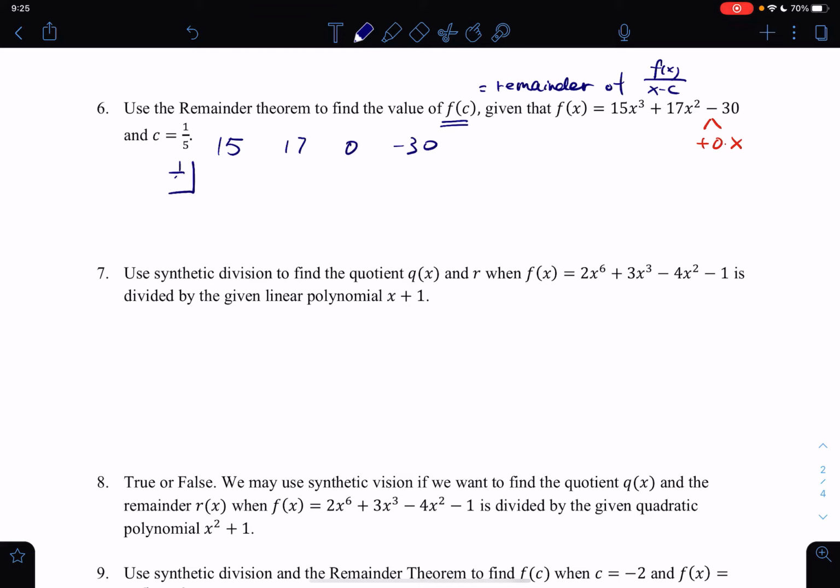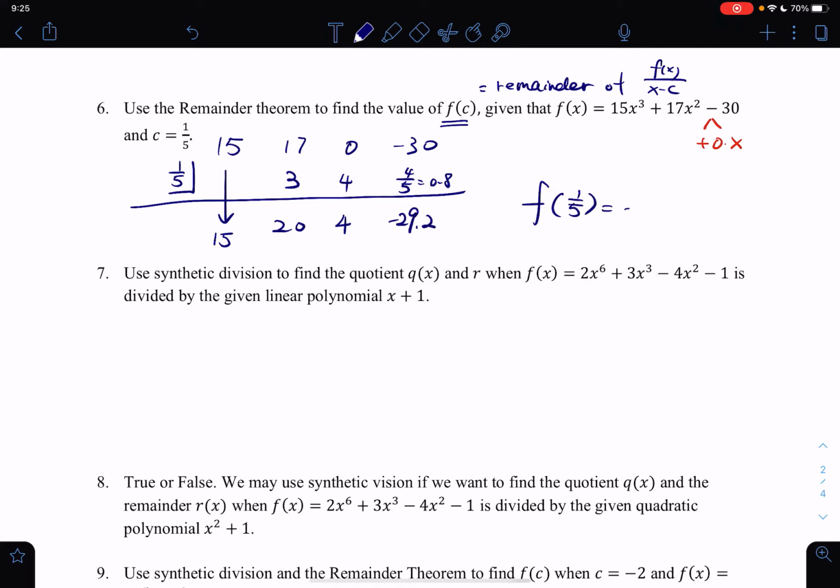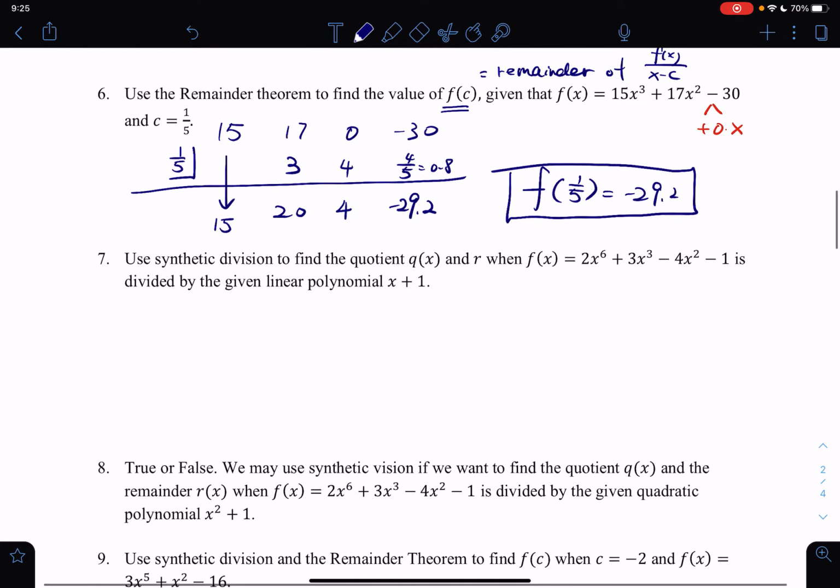I want to divide by x minus 1 over 5. So it's 15 here, it's 3, it's 20, it's 4, it's 4 over 5, which is 0.8. Hence, I have negative 28.2. In other words, f of 1/5 is negative 29.5, which is according to the remainder theorem.